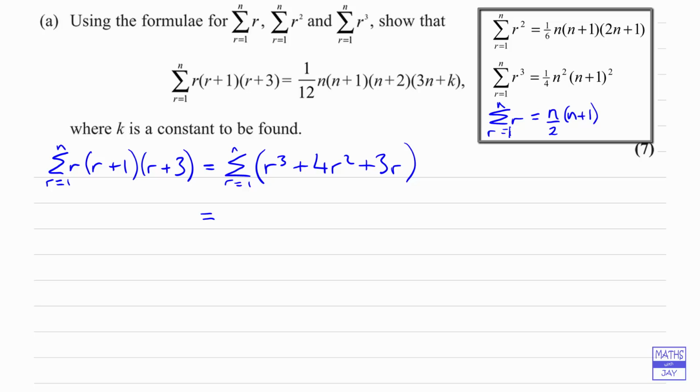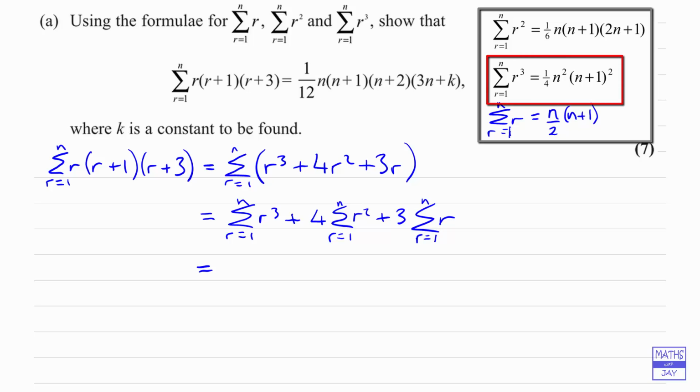And now we can simplify that a bit by separating it out into the individual sums. So summing that gives us r cubed, and then we can take the 4 outside the summation, so we've got 4 times the sum from r equals 1 to n of r squared, and similarly we can take the 3 outside here. So now we can see where we're going to use the 3 summations we've got at the top right hand corner. So let's substitute those in.